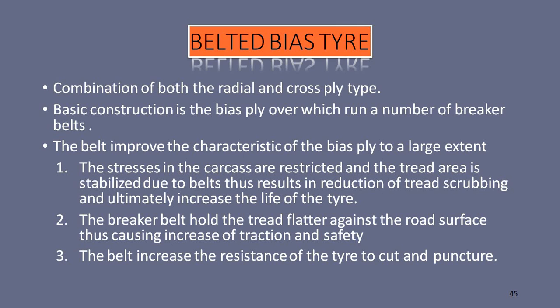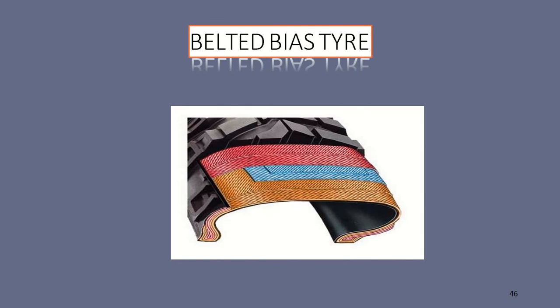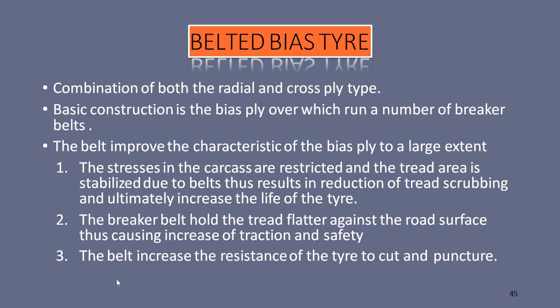The breaker belt holds the tread flatter against the road surface, thus causing an increase of traction and safety. The belt increases the resistance of the tire to cuts and punctures. So the belted bias is a combination of the radial and regular cross-ply tire. Using both combinations, you can get the advantages of both, with the advantage being increased resistance of the tire to cuts and punctures.